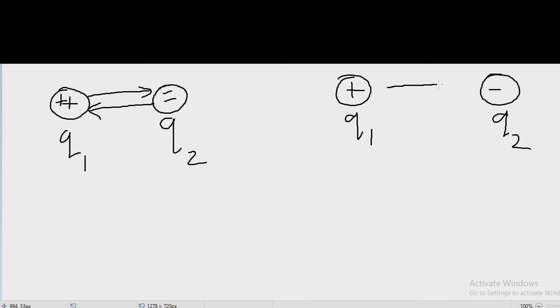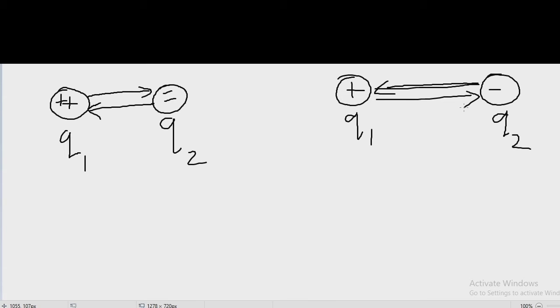Now in case 2, if this is Q1, and this is Q2, but if their distance is increased, what will happen? The attractive force between this Q1 and Q2 will decrease, right? This is what Coulomb's law is trying to say.